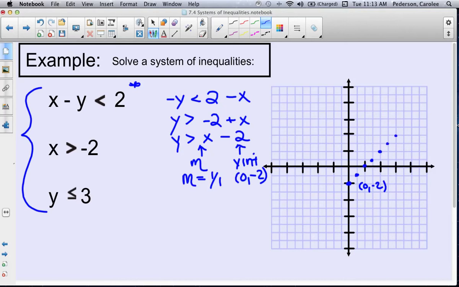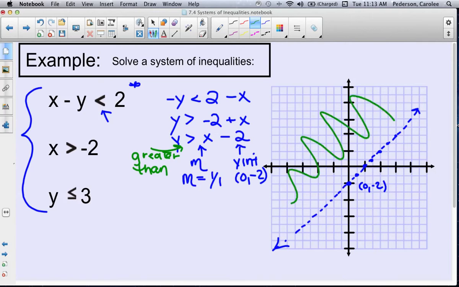Now, this does not have a line underneath it, so it's not equal to, so we have to do what we call a dashed line. And then we have to choose where to shade. This inequality says that it is greater than. So we are going to shade above the blue line. This is greater. Now we have two more inequalities to go.